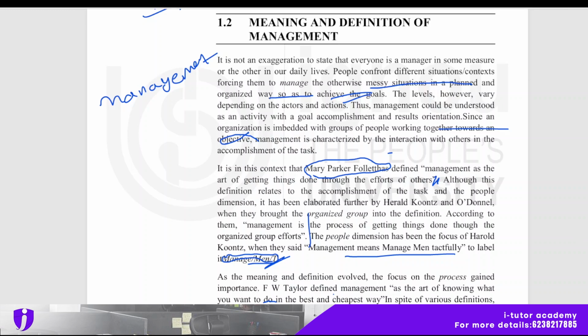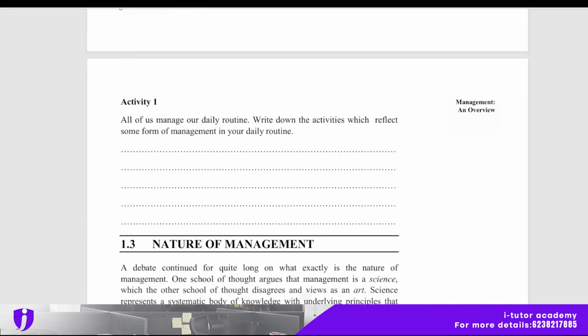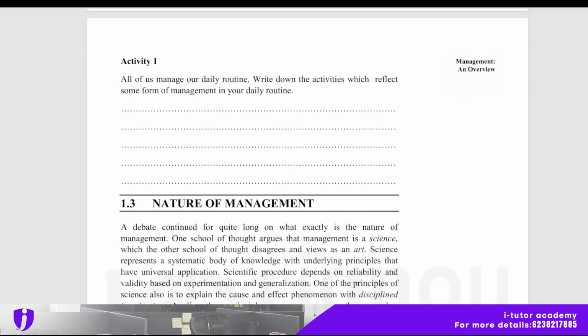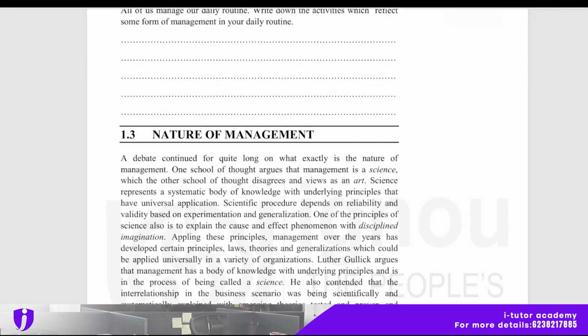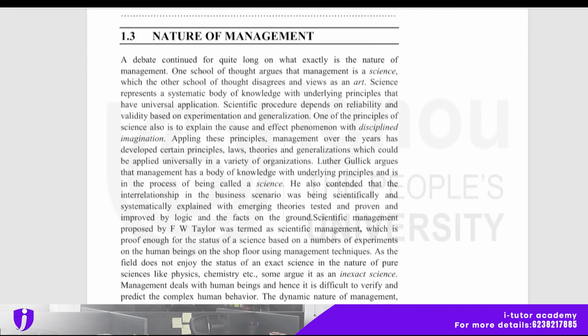And in this session, we will continue our unit 1 of MMPC 001. In the last part, we just discussed the meaning and definition of management. And in today's video, we will start with the nature of management, followed by characteristics of management, administration and management, and the importance of management. Okay, so let's start.